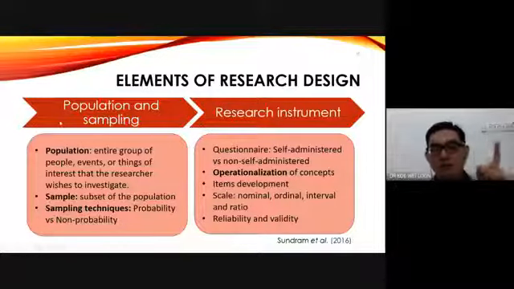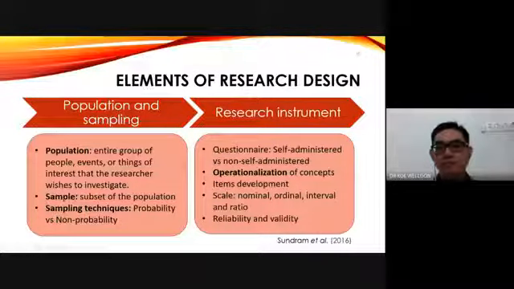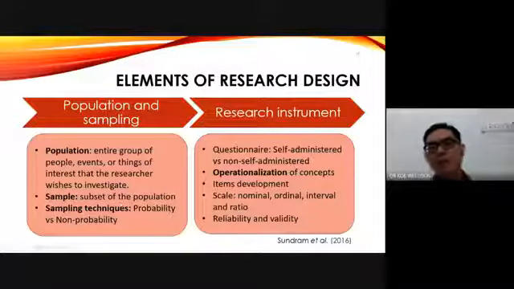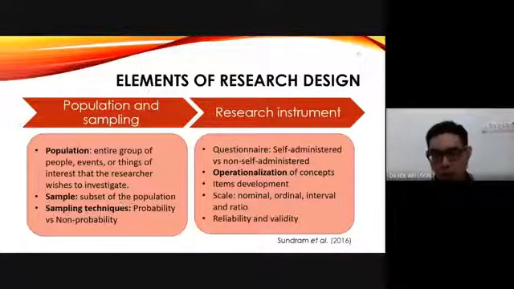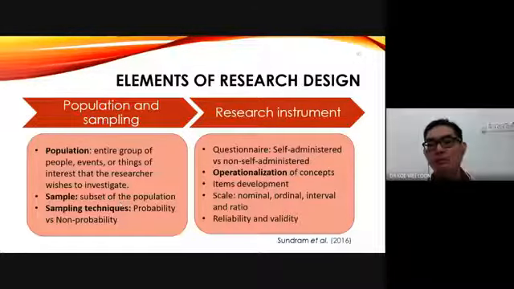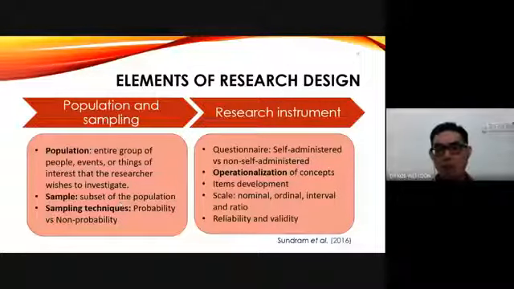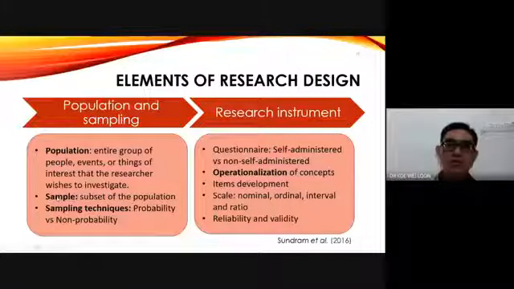After that, you have to define your sample. Sample normally is a subset of the population. The sample is the person who will give you the data, or the information that you want for your research. So how to select the sample? In your research design, you have to write down your sampling techniques.